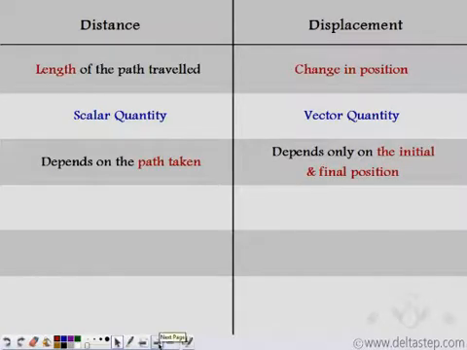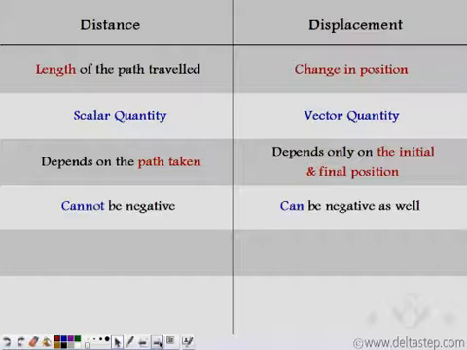Distance depends on the path taken. Yes, because it is the length of the path taken. So obviously it depends on the path taken. However, displacement depends only on the initial and the final position. It is irrespective of the path taken by the object. Distance can never be negative. However, displacement can be negative if the displacement is in the negative direction which we had assigned.